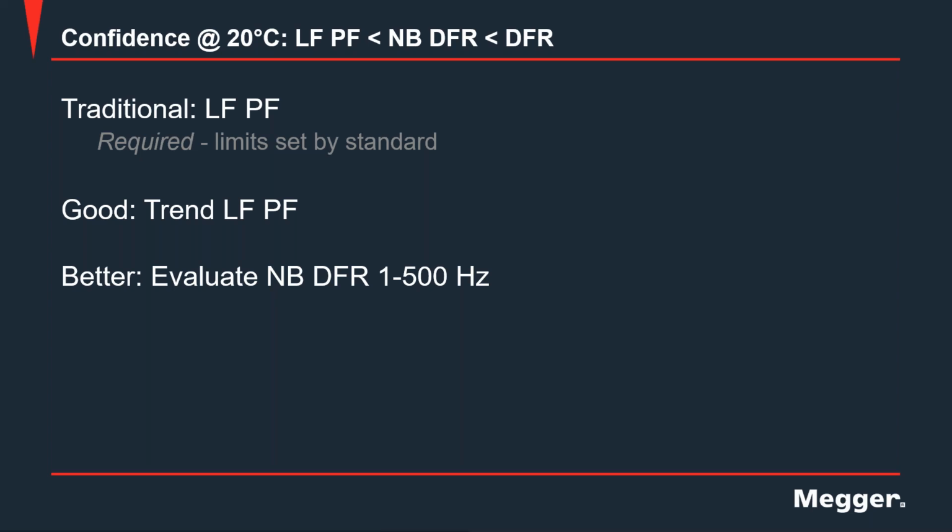What is better than that? Of course, to look into the narrow band DFR between 1 and 500 hertz. With that information, now we're not focused only on the 60 hertz. Now we have a wider spectrum to analyze, right? And we can look at the changes within that frequency, not only to do the individual temperature correction, but also to see how the response continues to be active in the system. Is there any deformation? Is there any non-typical response? How has this insulation changed?